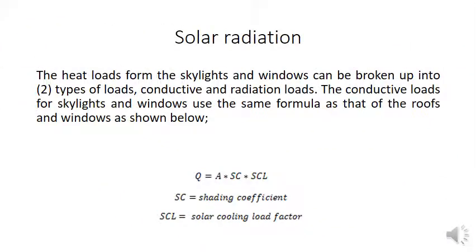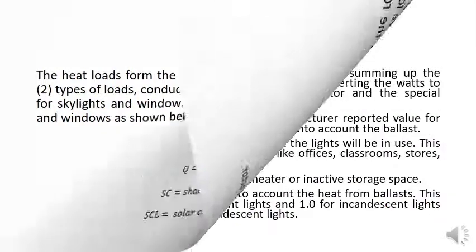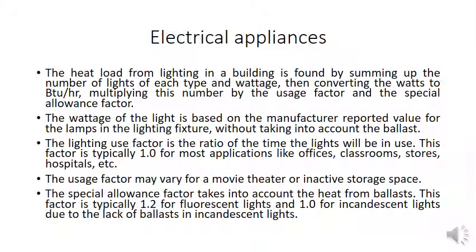The load from the skylight and windows can be broken into two types of load. One is the previous conductive load, and now the radiation load. The conductive load for skylights and windows uses the same formula, while this is for the radiative load. So Q is equal to A times SC times SCL, where SC is the shading coefficient, or we can directly consider it as a coefficient, and SCL is the solar cooling load factor. Now this solar radiation also contributes to the generation of heat externally.